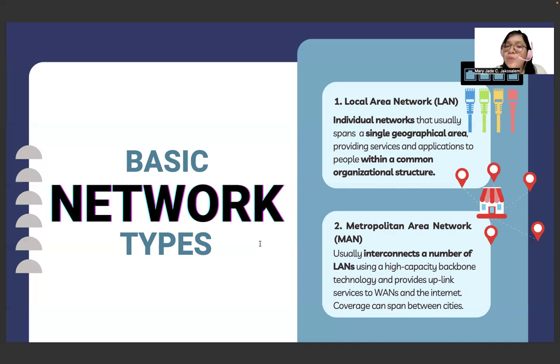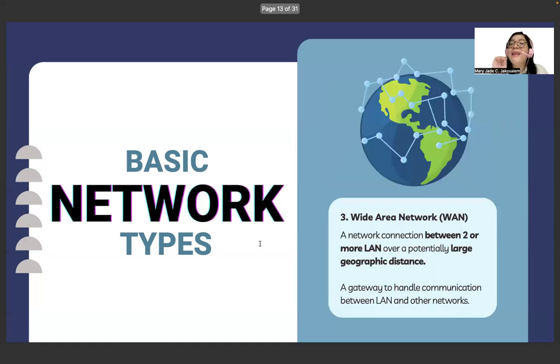For the next one, it's the Metropolitan Area Network, or the MAN. It usually interconnects a number of LANs using a high-capacity backbone technology and provides uplink services to ISPs, and the coverage can span between cities. So for this one, it's bigger than a LAN. It can span between cities. So it has a higher capacity. It basically spans between cities. And the last one, which can cover the largest geographical distance, is what we call the WAN, or the Wide Area Network.